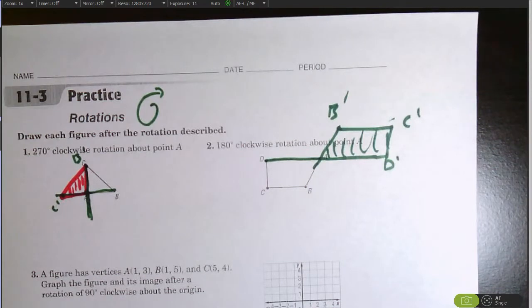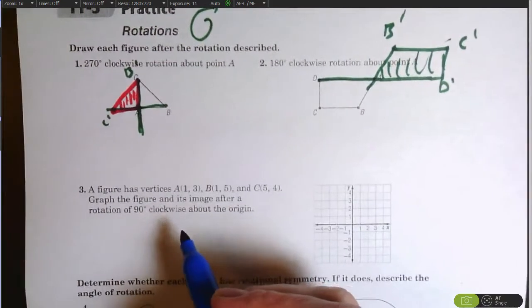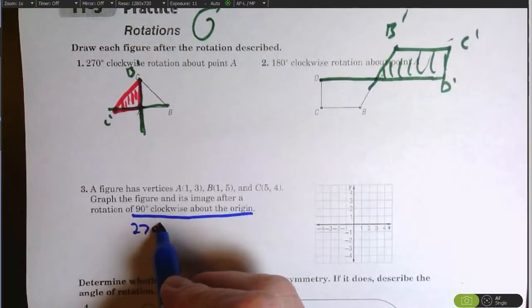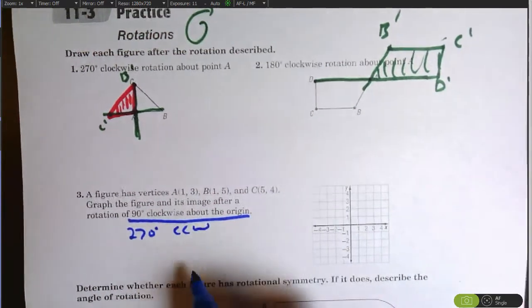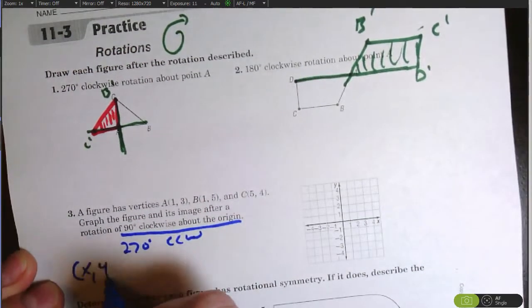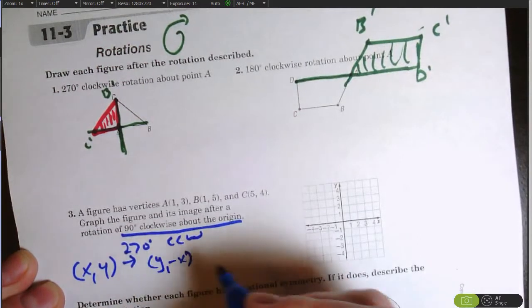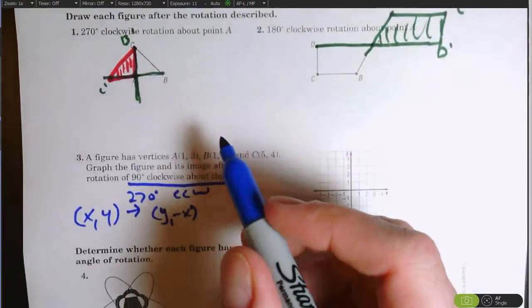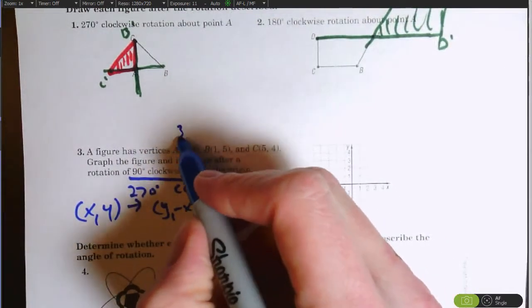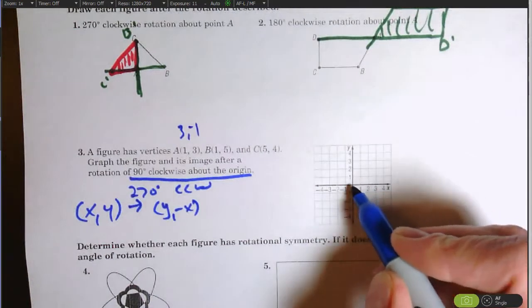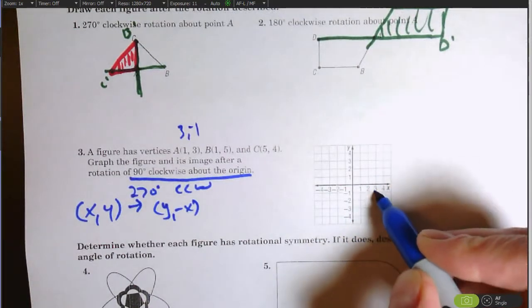In class, we talked about this: for number 3, a 90 degrees clockwise rotation is the same thing as 270 degrees counterclockwise. And the formula for that is (x, y) becomes (y, negative x). So (1, 3) would become (3, 1), but then we change the sign of the old x, so negative 1. So A prime would be at (3, negative 1).